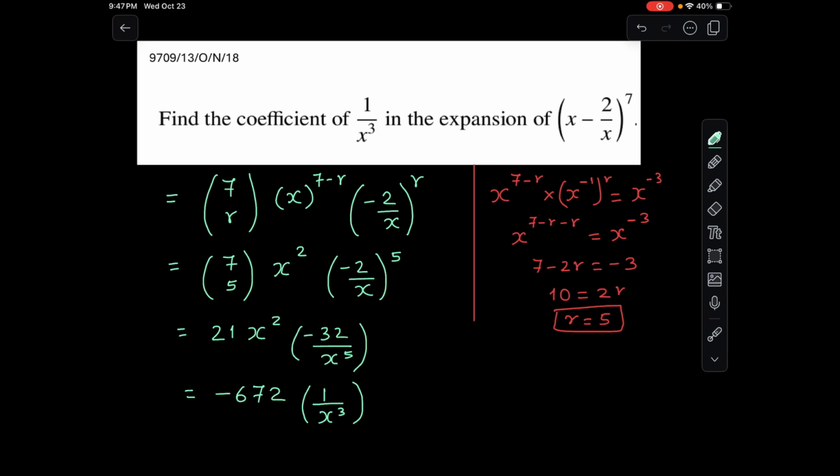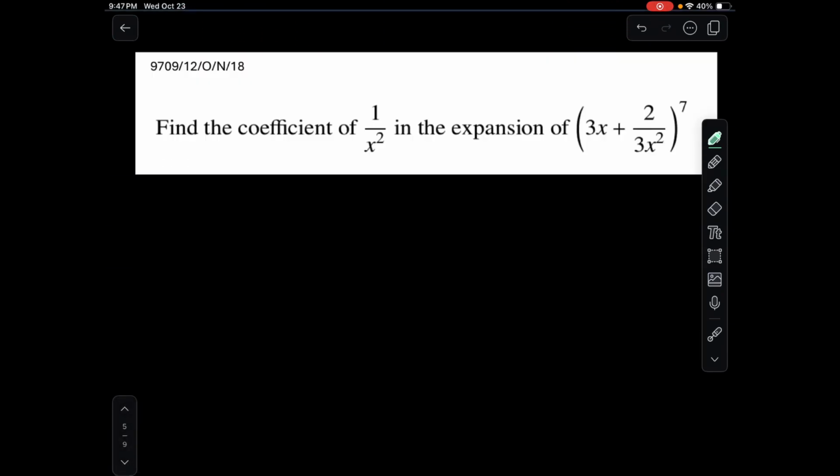Let us try one more example. Now here we're having n is 7, a is 3x and b is 2 over 3x squared. Pause the video and give it a go. See if you can solve it by yourself. Alright then, if you have tried, check your answer.